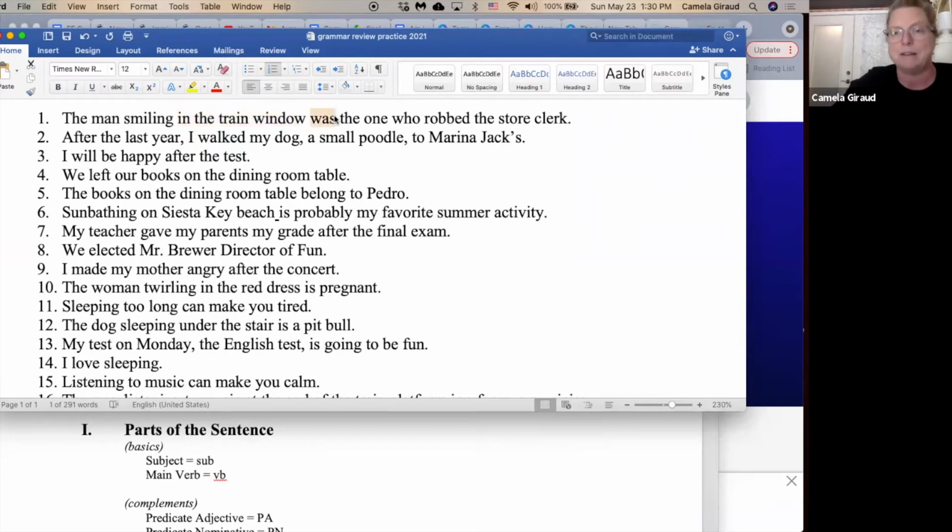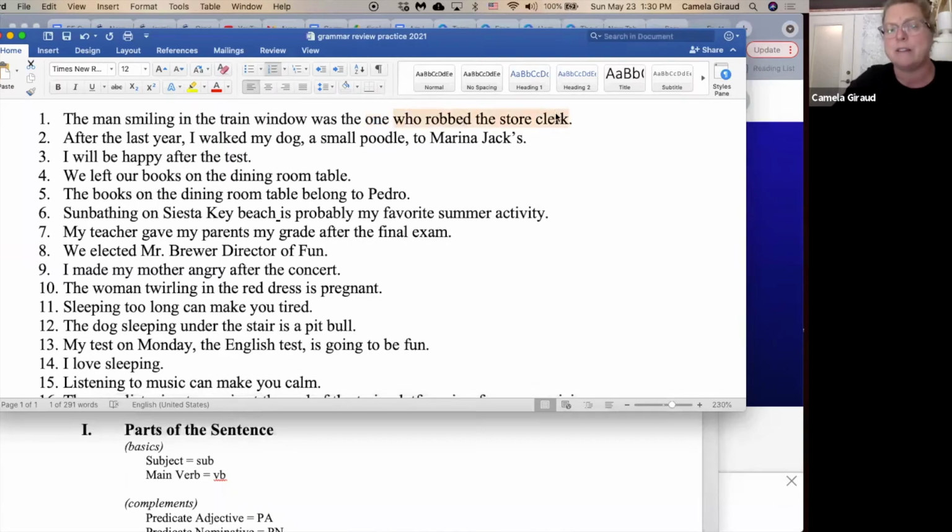Was is a past tense of the verb to be. So that's a linking verb. So what I'm going to look for on the other side of a linking verb is going to be a PA or a PN. So here I have the one, which is a predicate nominative. So that's a PN. We did not get to talk about dependent clauses, so you don't have to know too much about that. So I'll just leave that off for now.